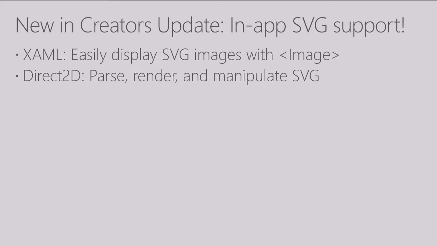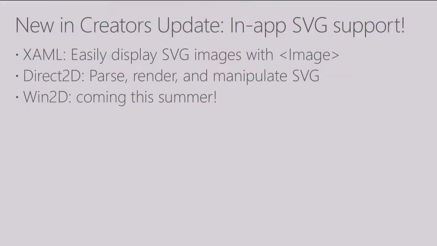If you use Direct2D, you now have access to powerful new APIs that let you load, manipulate, and render SVG images programmatically. Both of these features are built on a new high-efficiency rendering logic that's built into the graphics platform. It's built on DirectX, so you get hardware-accelerated performance without the overhead of a browser engine. We're also working on bringing this functionality to Win2D. So for example, if you're a C# developer using XAML, but you still need to do that low-level 2D custom rendering, this is great news for you too. Expect that coming sometime this summer.